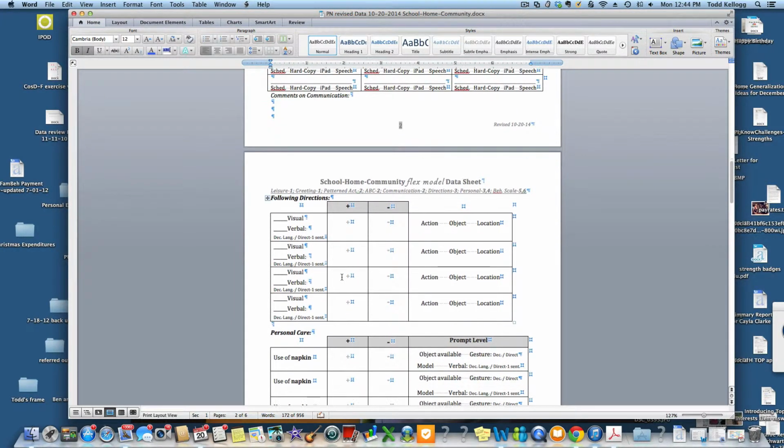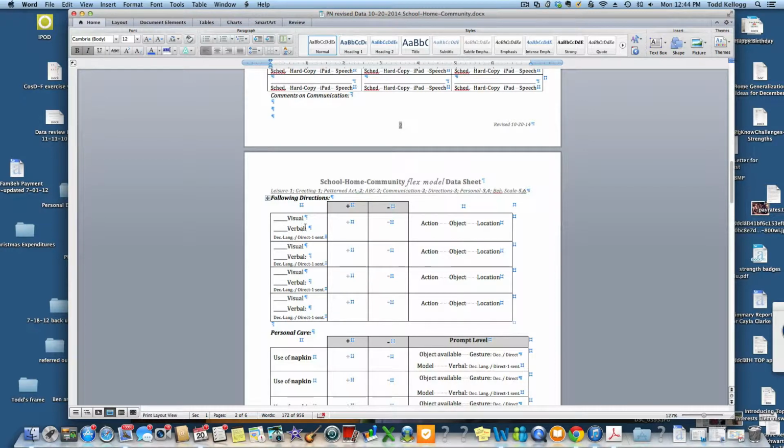Following directions, this is on the IEP. So if we gave Parker a 1 or 2 step direction, like Parker, get your shoes, you can call that an object or action, I suppose. The action is that he got his shoes or put his shoes on. If we said it, it's a verbal. If it's a visual, meaning we pointed to a picture or we tapped his own shoes, for example, then he would be using a visual.